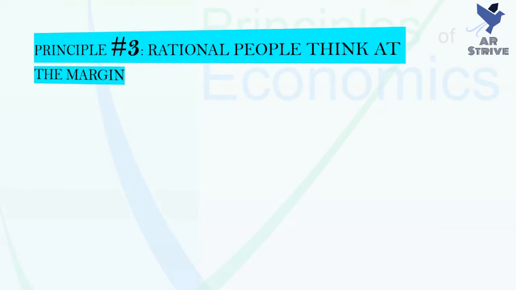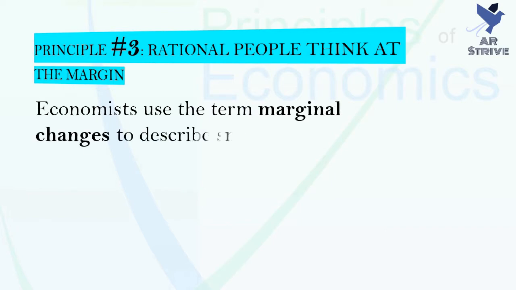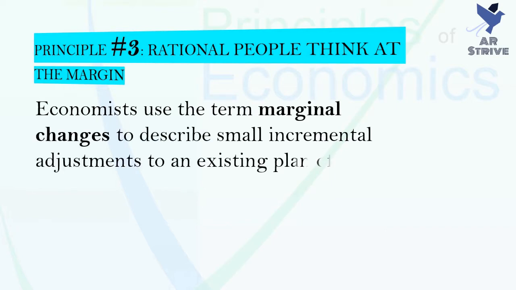The third principle is rational people think at the margin. Decisions in life are rarely black and white, but usually involve shades of gray. Economists use the term marginal changes to describe small incremental adjustments to an existing plan of action. Keeping in mind that margin means edge, marginal changes are adjustments around the edges of what you are doing. In many situations, people make the best decisions by thinking at the margin.